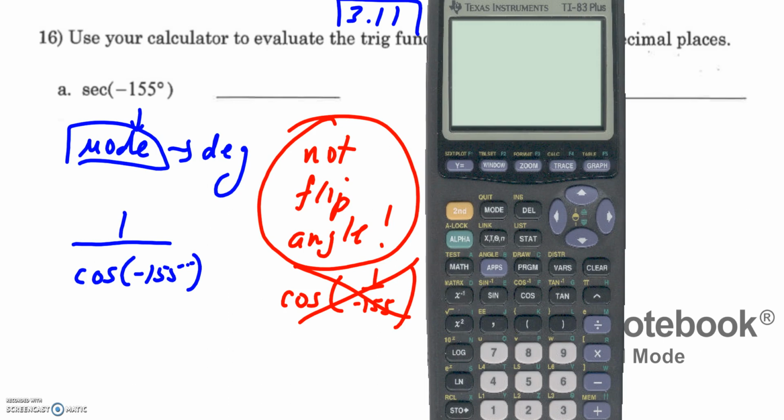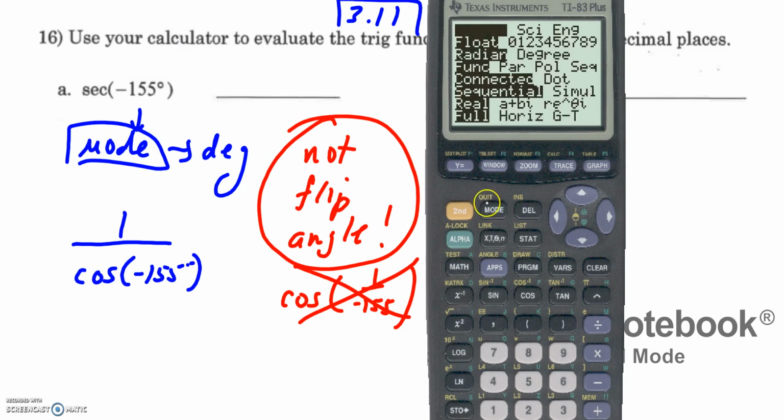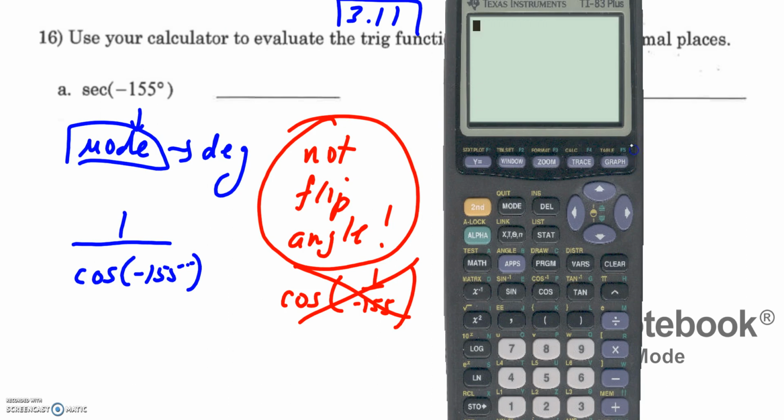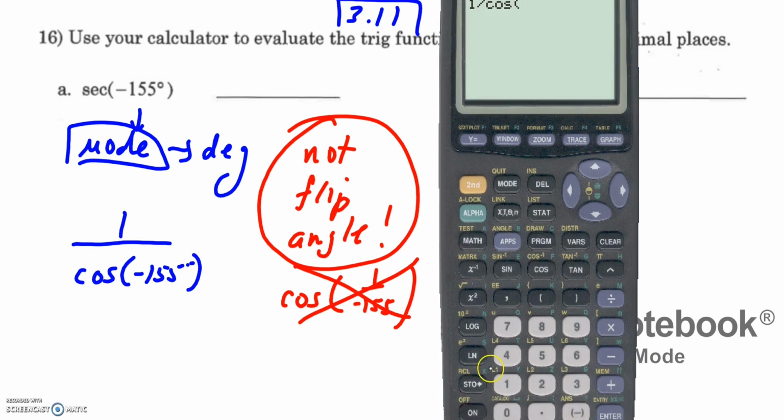I paused the video for a minute to get the calculator out. So what we would do is just plug and chug at this point. We would first need to make sure that our mode is in degrees. This one's not, so I have to change that. All right. Then we'd have to go 1 divided by the cosine of negative 155, and if I do that, I get an answer of negative 1.103.